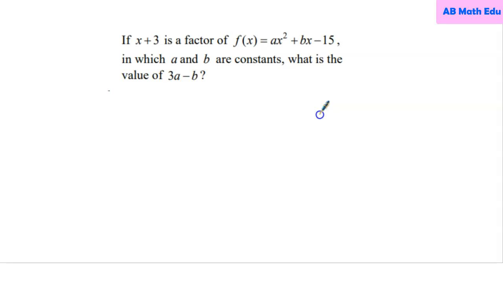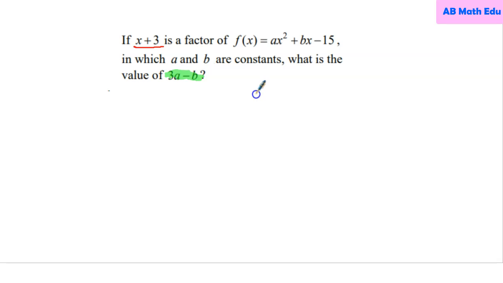It said if x plus 3 is a factor of the quadratic function given in which a and b are constants, what is the value of 3a minus b? So here you see that it's not straightforward, so make sure you bear in mind this will pop up somewhere and you have to be able to figure it out. So let's start from here. X plus 3 is a factor.